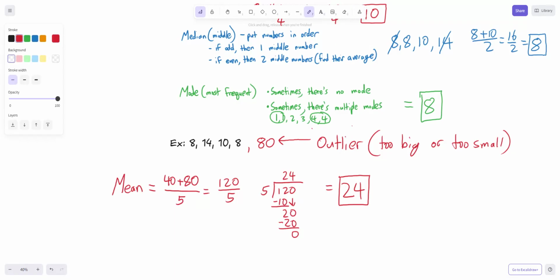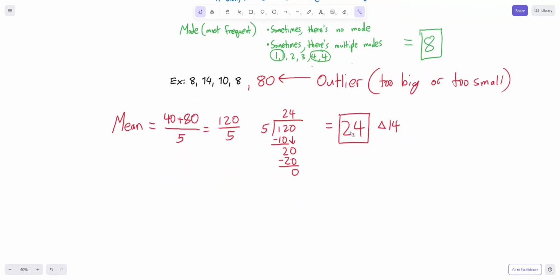The mean had a delta, a change of 14. It went from 10 all the way to 24. The mean increased by 14. That's not good. It's no longer a good measure of central tendency. Now let's look at the median.